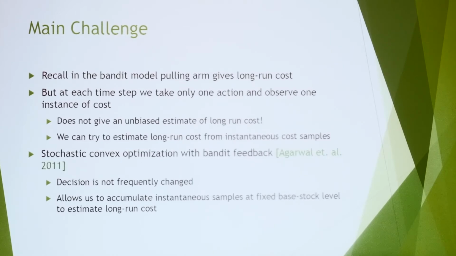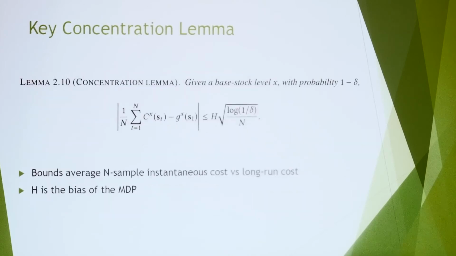So fortunately for us, there's this paper, this is a stochastic convex bandit algorithm, in which the decision is not frequently changed, which allows us to accumulate instantaneous samples at a fixed base stock level to estimate the long run cost. And so one of our main results was proving a concentration lemma that says that if you collect n samples of the instantaneous cost, it is bounded with high probability close to the long run expected cost at that base stock level. And H here is the bias of the MDP.